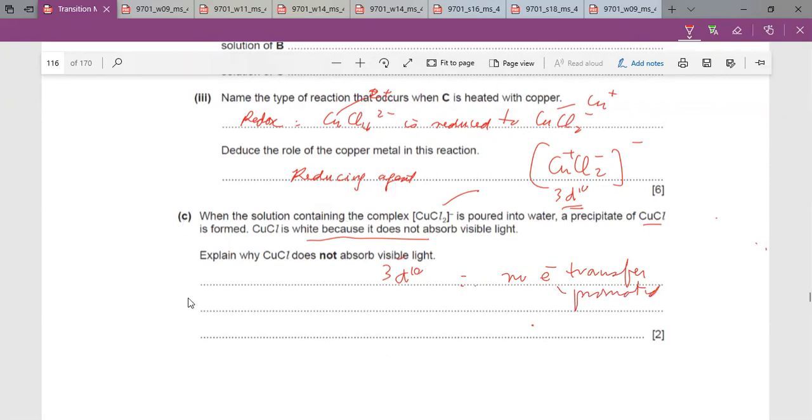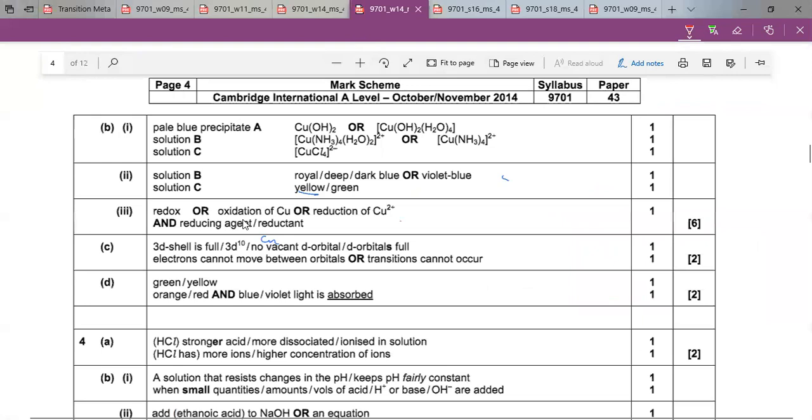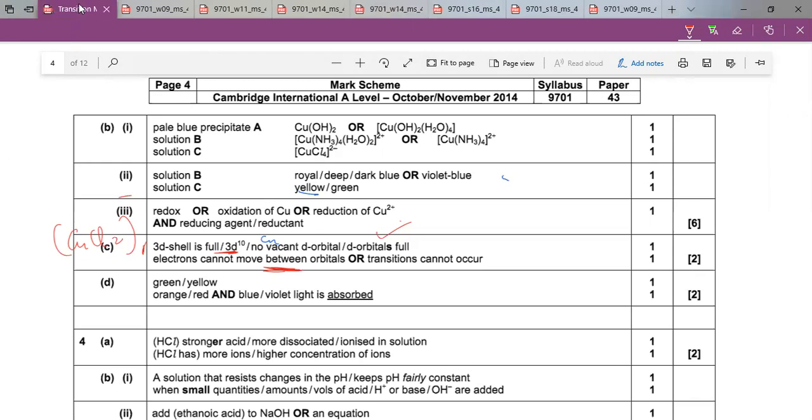For your CuCl2 minus, the 3d shell is full. 1 mark for this. The electron cannot move, no electron transfer, because it's all packed already. You can only go to 4s1. And to go to 4s1, what is the frequency absorbed? It is the UV. That's why it is colorless.